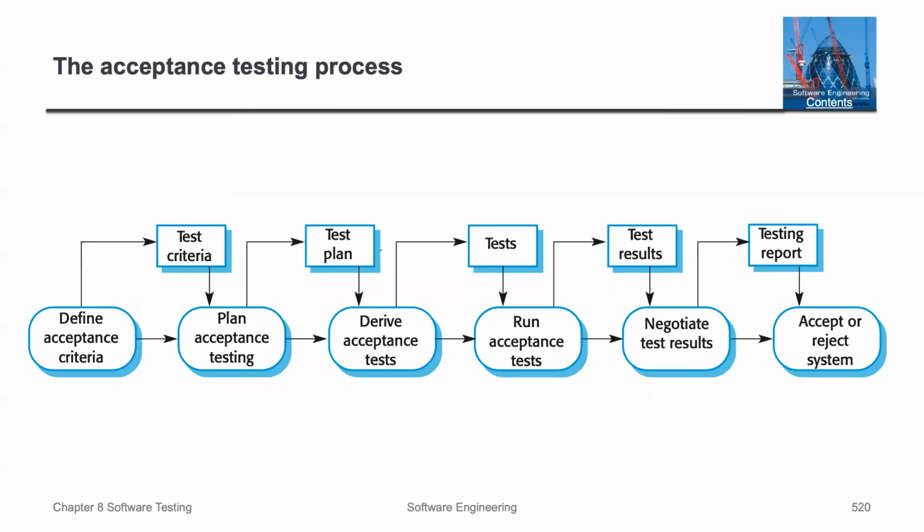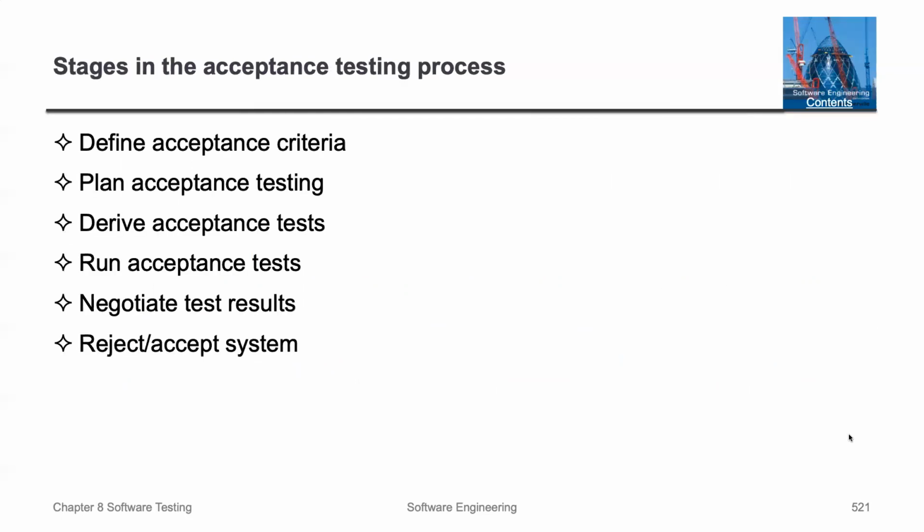And so here is an illustration of the acceptance test process. You define the criteria, you plan for the acceptance testing, you derive the acceptance tests, you run the tests, you negotiate the test results to see if they meet the criteria, and then you accept or reject the system as a result of what you've gotten. So here's a listing of the stages in the acceptance test process: define, plan, derive, run, negotiate test results, and reject or accept the system. And that's what we were just showing in this figure here. And you can see how it's a linear process. You have to do one before you can go to the next one.